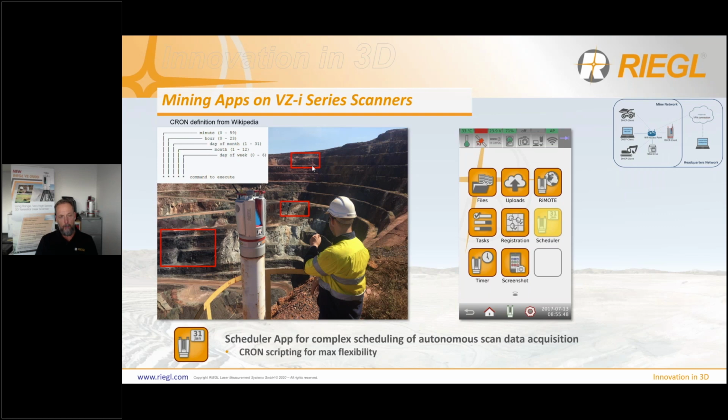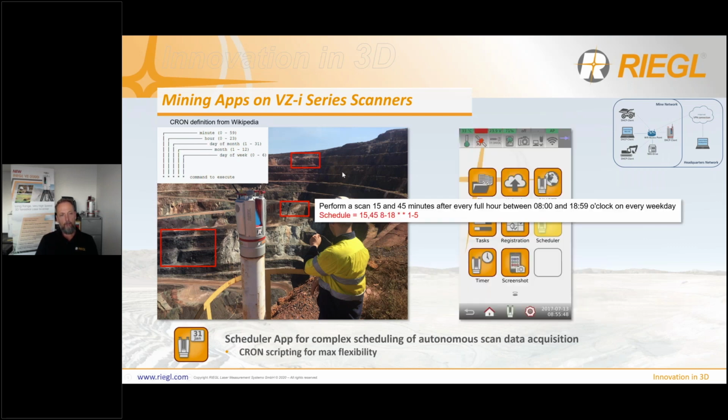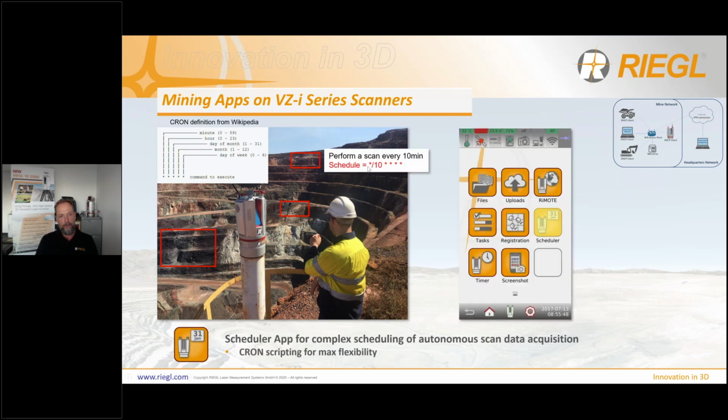So for example, if we want to scan this area every 10 minutes, we just use the first entry, minute, divided by 10, every 10 minutes, and we leave the others with the star. This simply means every 10 minutes.